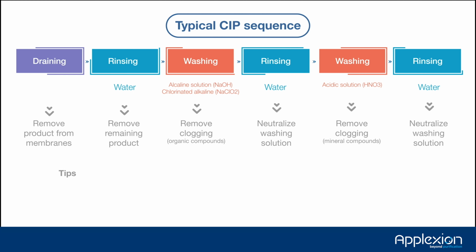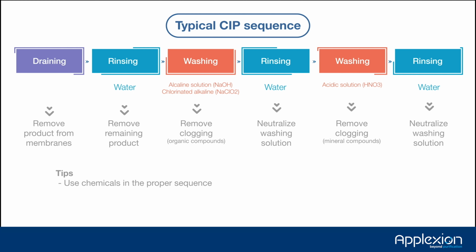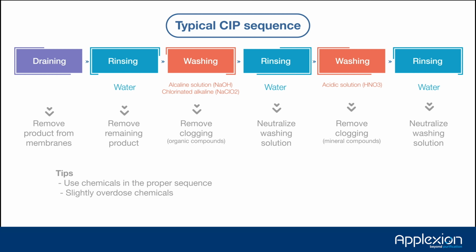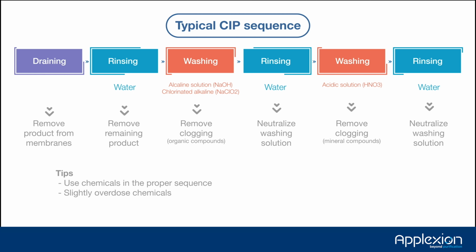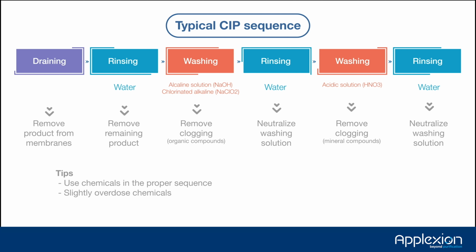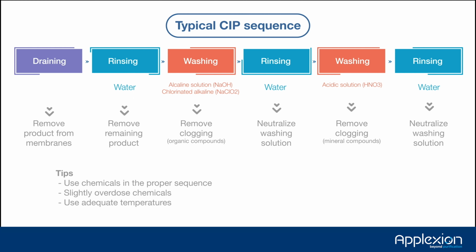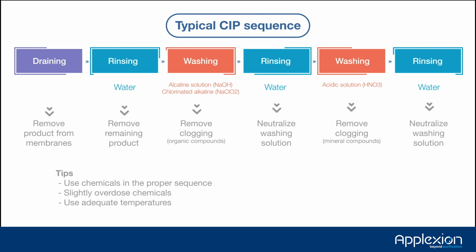A few tips for your CIP procedure. First, use chemicals in the proper sequence. Depending on the application, the sequence may differ and only some steps may be necessary. Second, a slight overdosing of chemicals is recommended. Third, proceed to CIP at the adequate temperatures and be sure to stay within the acceptable limits of temperature shocks.